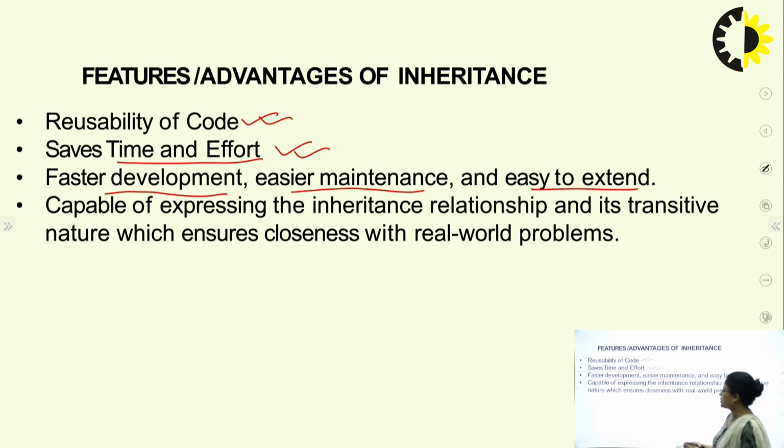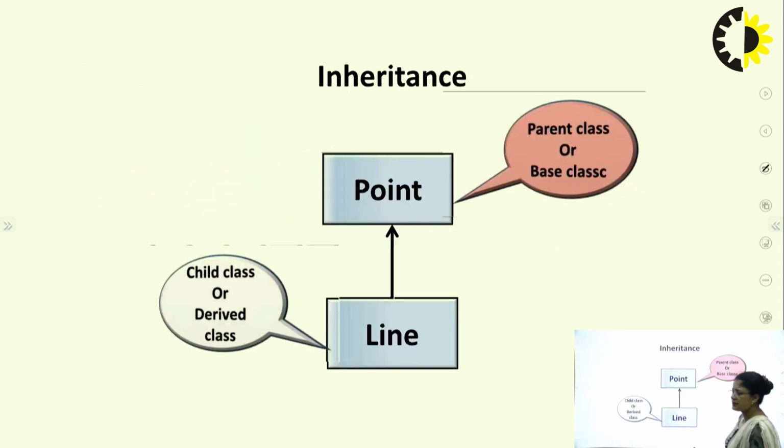It is also capable of expressing the inheritance relationship and its transitive nature in a much easier way, thereby ensuring correct closeness to the real world property. This is the best example. It is a very strong point in the sense that inheritance very much relates to the inheritance that exists in real life scenarios. So we can easily relate to it, and that helps in easier expression in the coding language of the codes. These are some examples of inheritance which are shown diagrammatically.